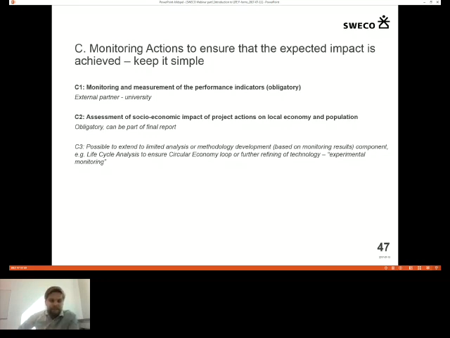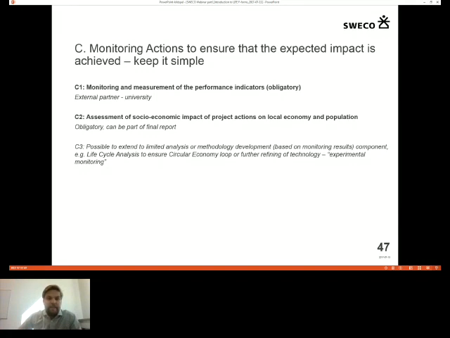Then C2, assessment of socioeconomic impact of project actions on local economy and population. This is obligatory. So either if you think you can carry out this activity yourself, do so, or you can, to a quite low cost, subcontract it to a good technical consultant of any kind.